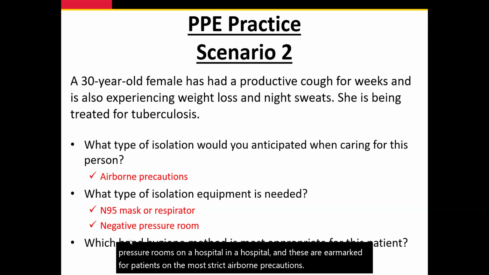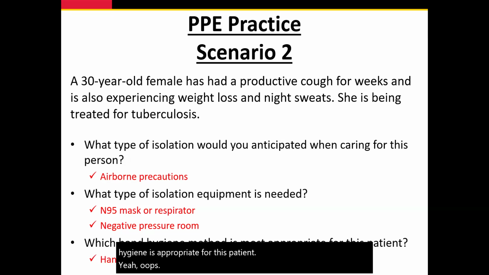The captions are covering my last question. I think it says what hand hygiene is appropriate for this patient. Oops, I think I just clicked it. I don't think you can see it anyway. But what do we think for airborne precautions?